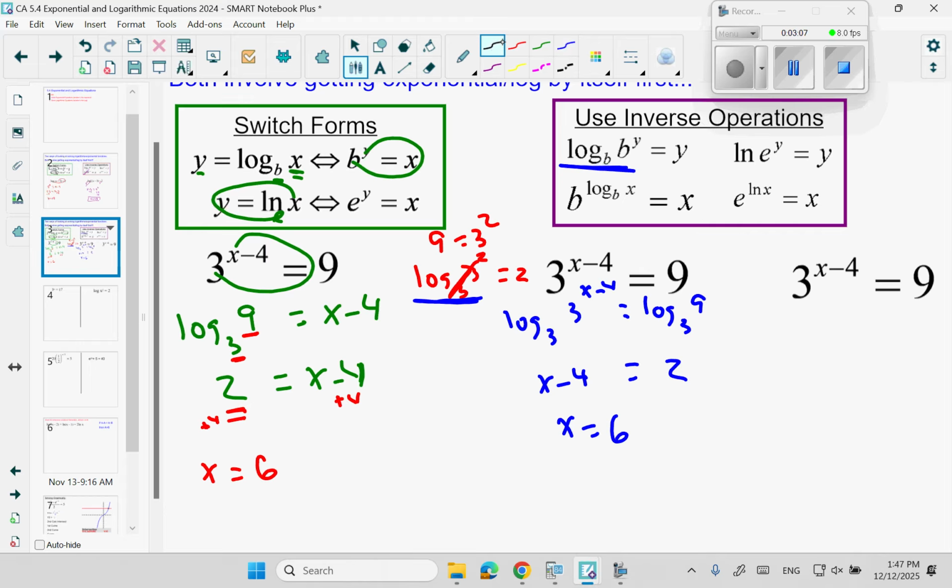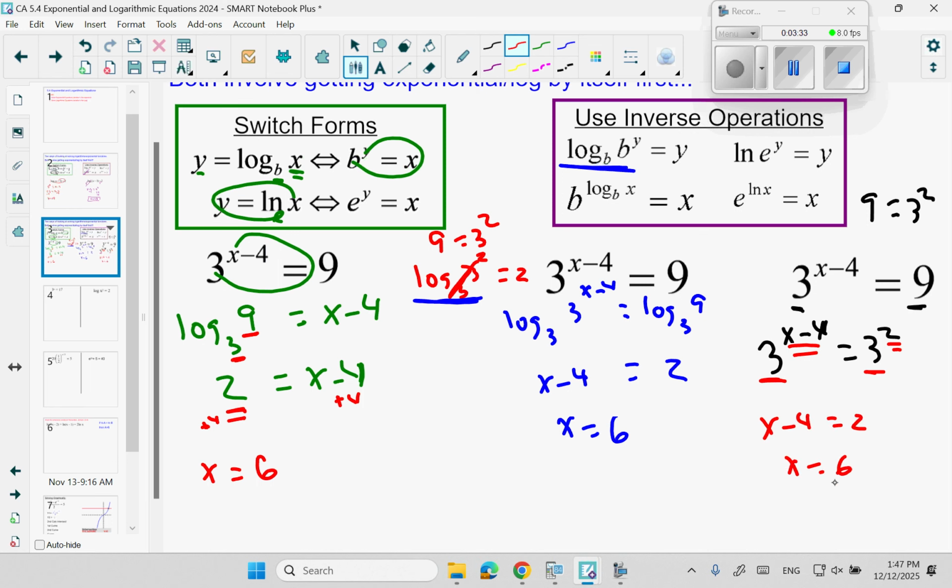This one has a secret third option you could do, and it's just because of the way that 9 and 3 interact. Well, we just discussed earlier that 9 is the same thing as 3 squared, so I can replace the right-hand side with 3 squared, and if these two have the same base number, their exponents have to also be equivalent values as well, so we get the exact same spot of x equals 6.